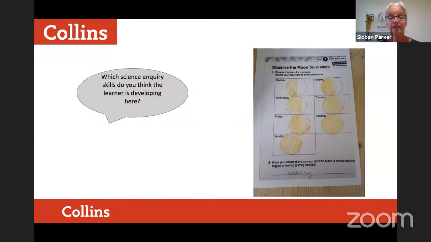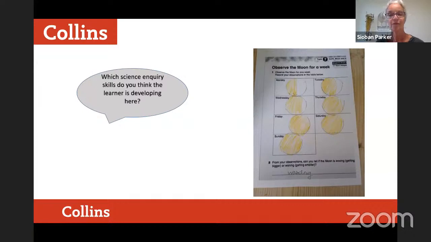This is actually taken from one of the Collins resources worksheets. They had to observe the moon for a week. Now, let's go and have a look in the chat box. Observing over time, that is lovely. Observing and recording, fantastic.